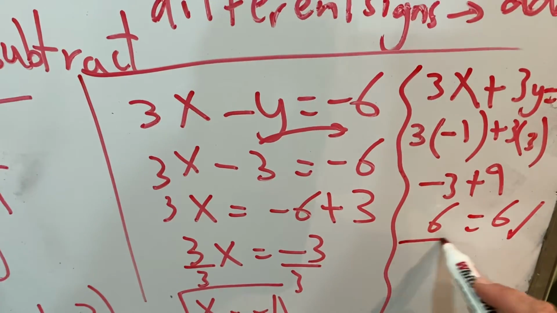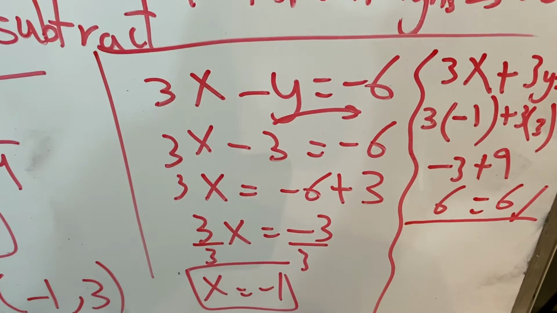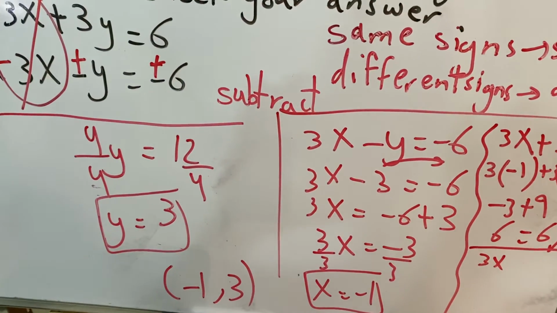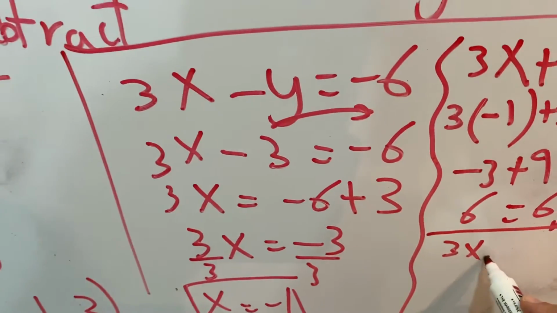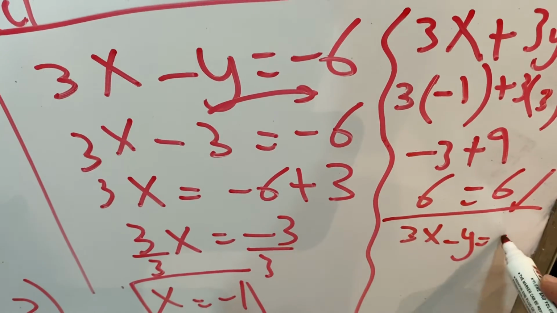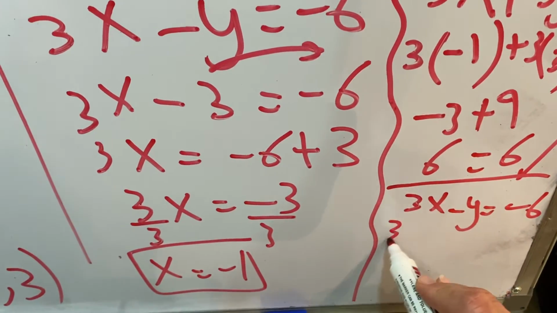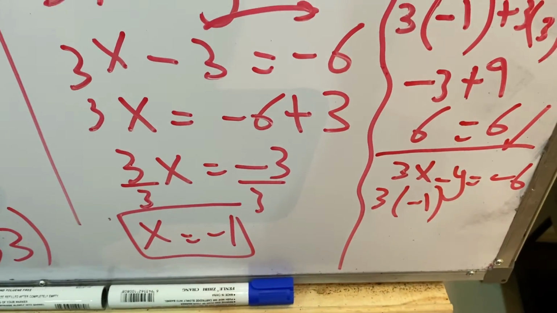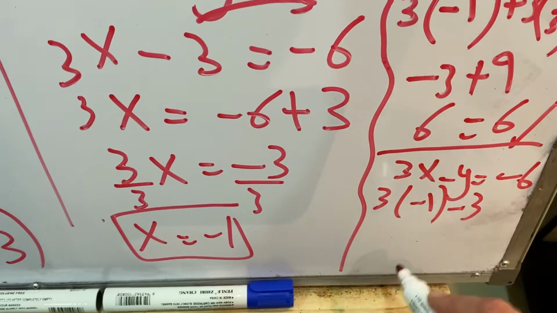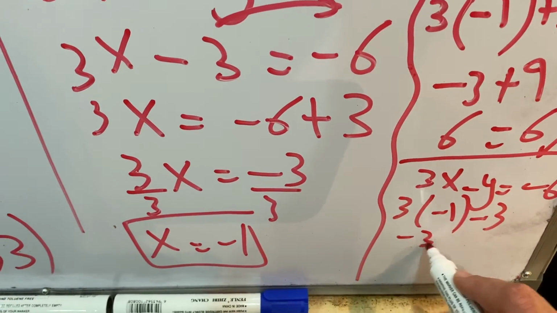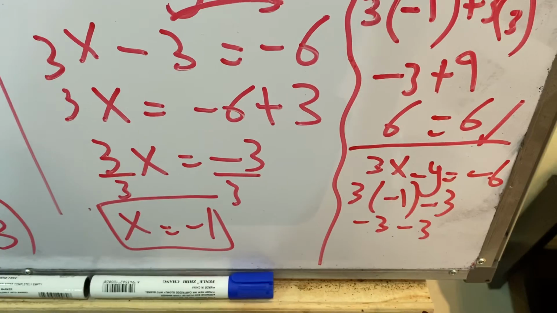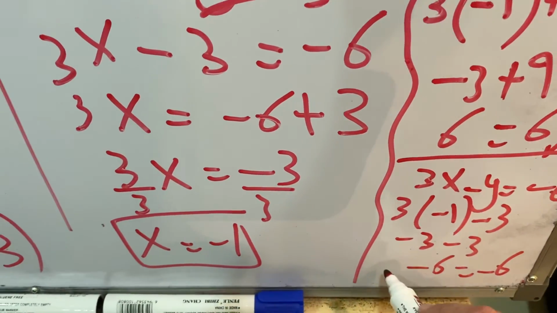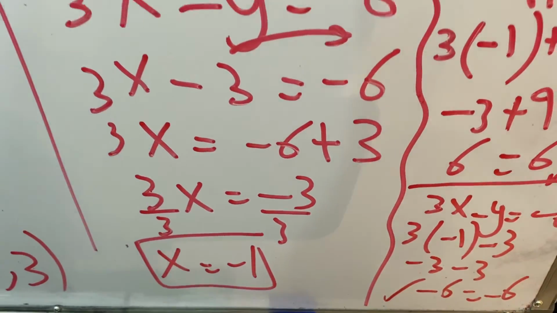Now I will go and check the second one. Also, I will replace in the original one: 3x minus y equals minus 6. Now I will replace the x and the y. 3 times x, which is negative 1, minus y, which is 3. 3 times negative 1 is negative 3, minus 3. Negative 3 minus 3 is minus 6. So it's equal to the other side, minus 6. So my answer is correct.